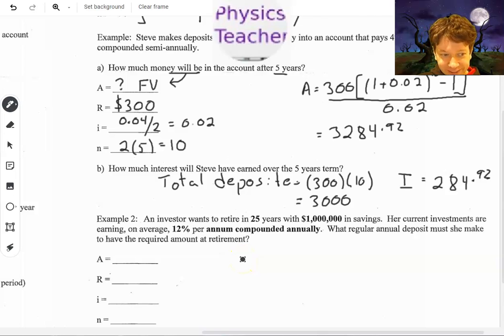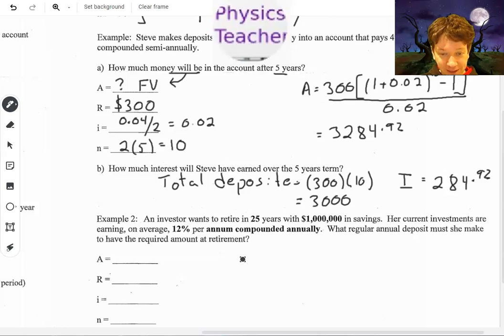Example number 2 says, an investor wants to retire in 25 years with $1 million. So this is kind of like our previous example, but instead of paying all at once, we're going to pay per annum, compounded annually. Okay, we're going to pay once a year. Her current investments are earning on average 12% per annum compounded annually. What regular annual deposit must she make to have the required amount at retirement?